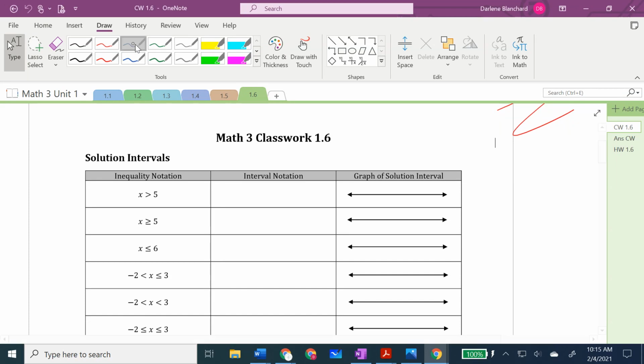I found that students have a hard time with interval notation and remembering exactly how to write it. So listen very, very carefully. If I say x is greater than 5, and I were to graph it on a number line, I'm just going to throw a 5 in right here. And if x is greater than 5, then I have an open circle, and then I shade everything bigger than 5.